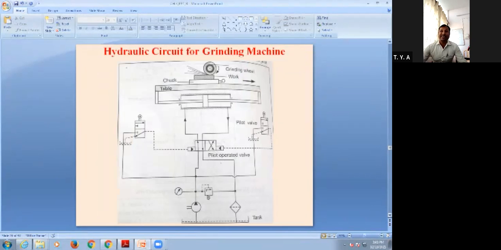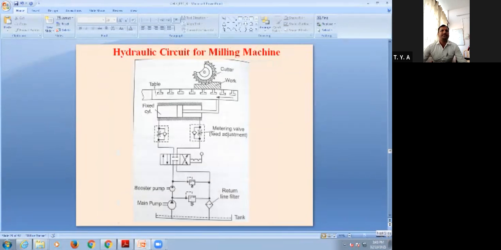This was the grinding. See, the same circuit is there in the upper part. And this is the milling. Same. Now here, what is the booster pump? If you need more flow, then a booster pump is used. And then the metering valve is used for the feed adjustment.